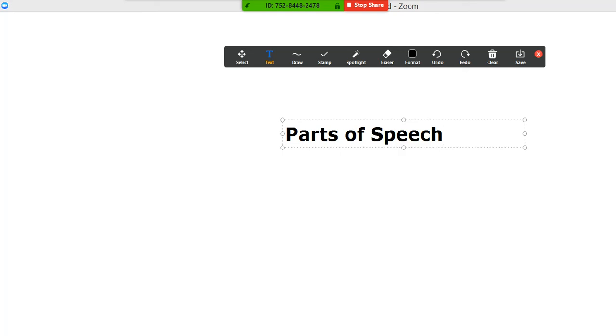So the first thing is, what is meant by the parts of speech. Parts of speech are actually the different words that are used together to form meaningful sentences. So when we use different words in a certain order in a sentence, they are called the parts of speech.